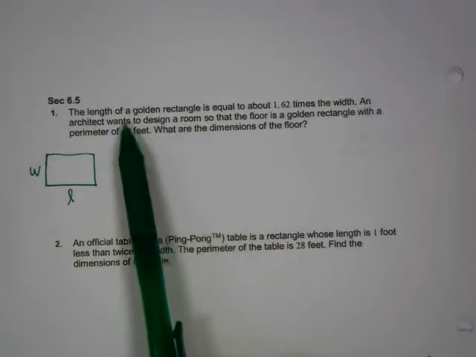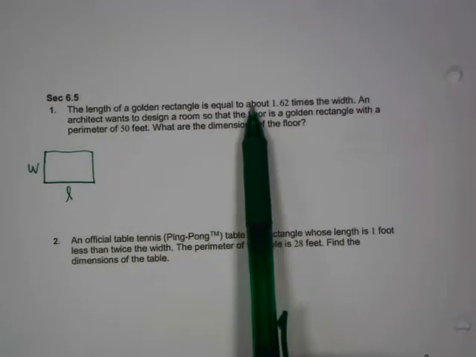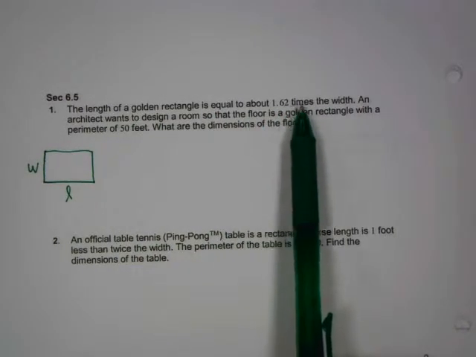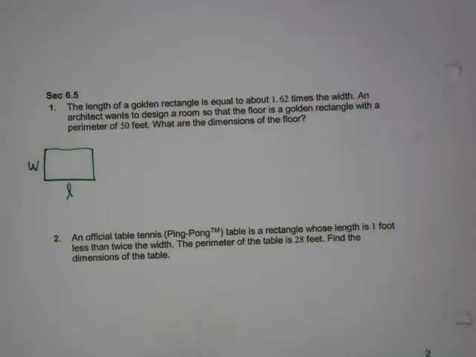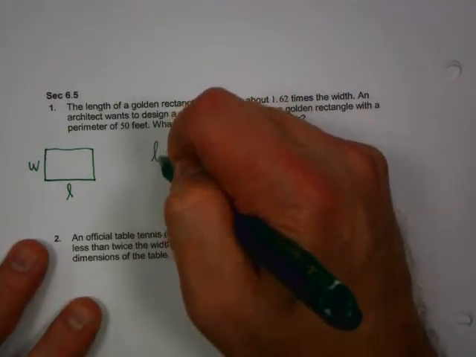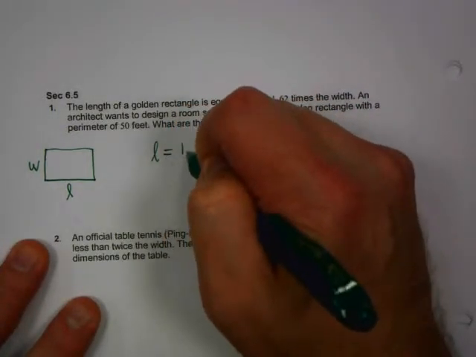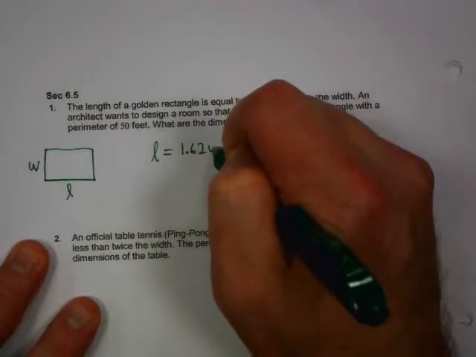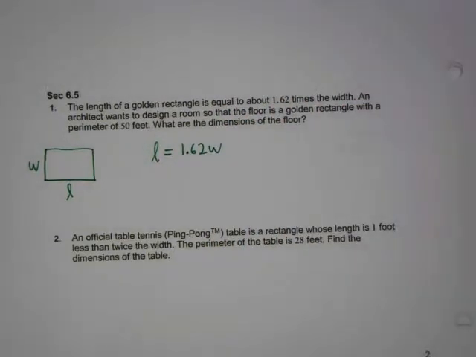L equals 1.62, W should be 1, right? The length is equal to 1.62 times the width. I agree with you completely. The length is 1.62 times the width. So there's one equation.